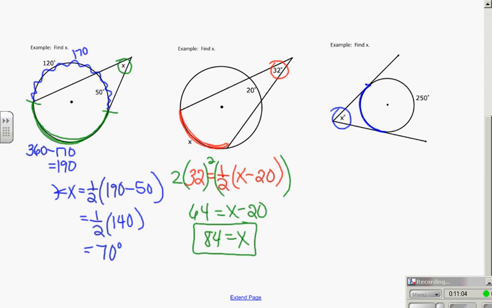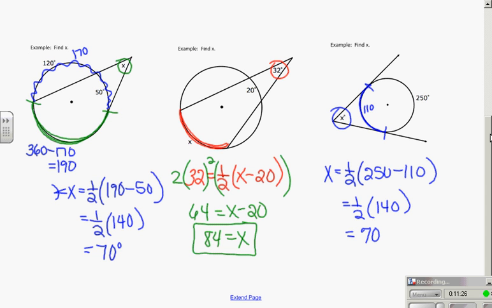And this last one, again, we're missing the angle, and it initially seems like we're missing the little arc. But again, we know all the way around is 360, so that means that this little guy down here is 110. And so x is going to be equal to 1/2 of 250 minus 110, which is 1/2 of 140, which makes this one 70 also.